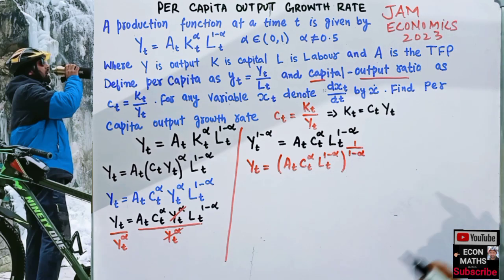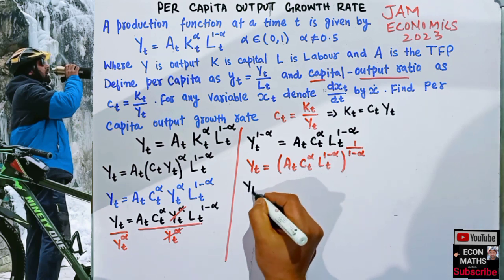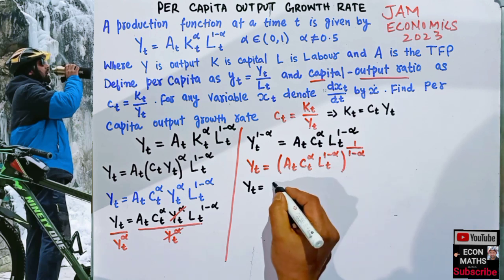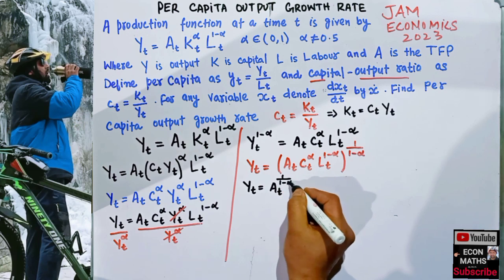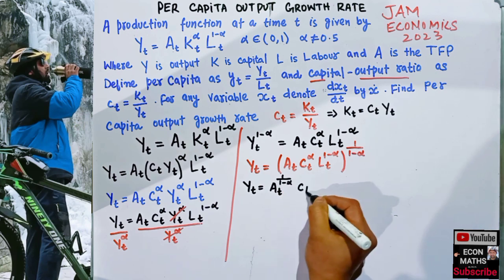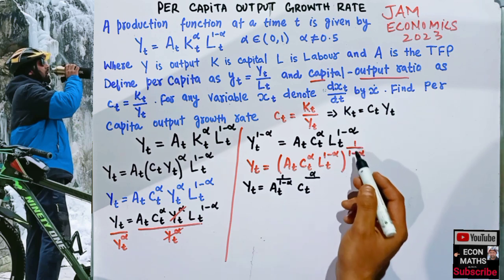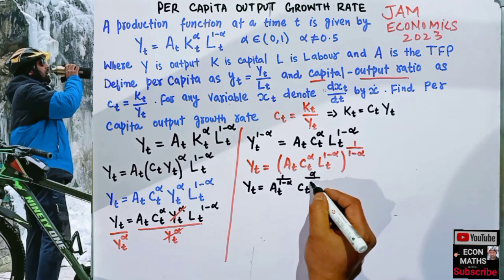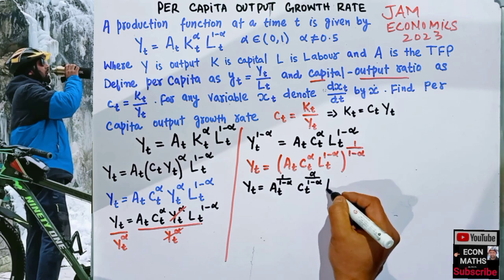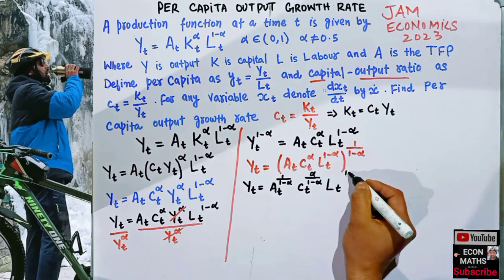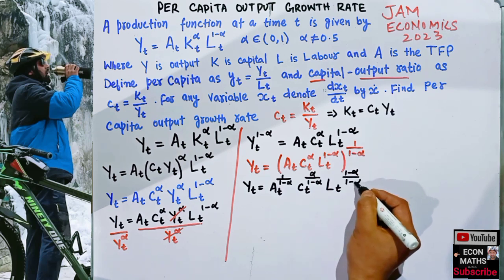Okay, let's simplify here. Rather, let's write it here. That means our Y_t is equal to A_t raised to the power 1 upon 1 minus alpha, then we have C_t raised to the power alpha divided by 1 minus alpha. I am expanding it, so we have 1 minus alpha here also. Then we have L_t, we have 1 minus alpha of this, and we get this 1 minus alpha also.